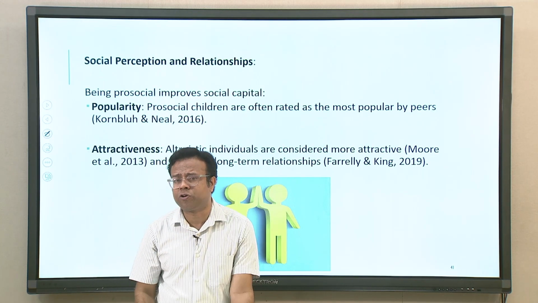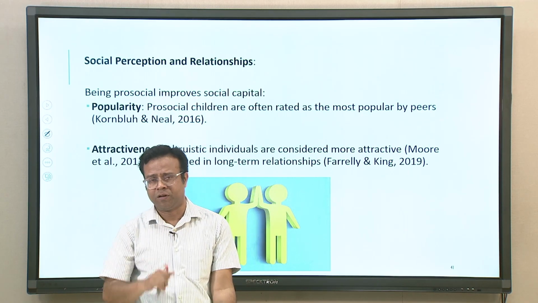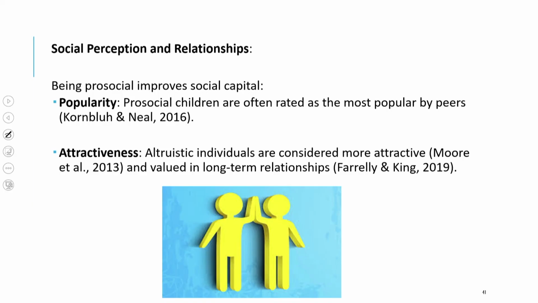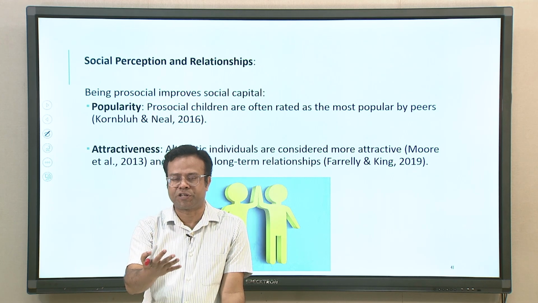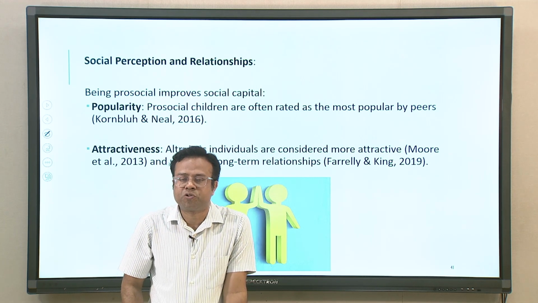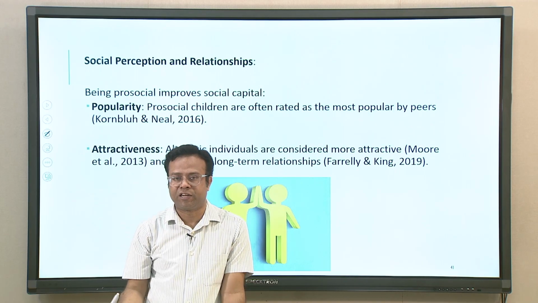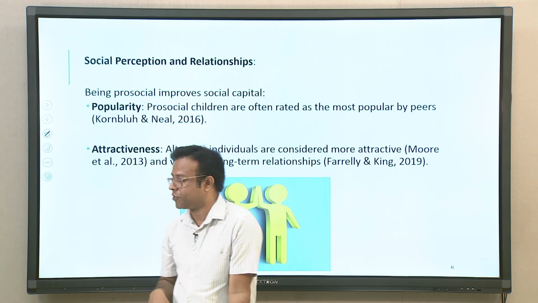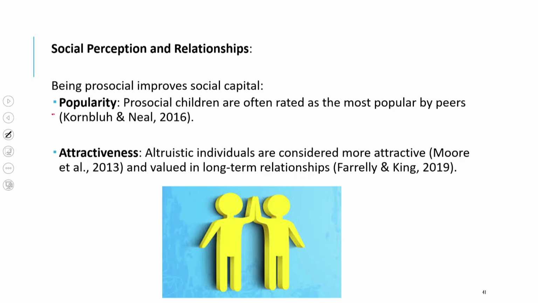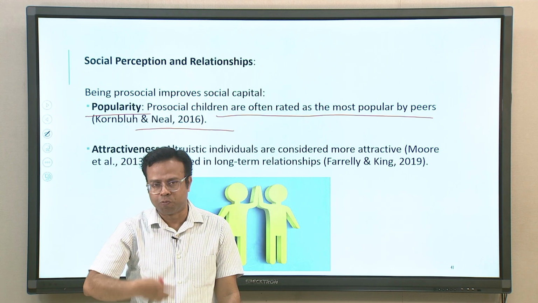The third reason is about social perception and relationships. Prosocial behavior is an integral aspect of social relationships. It facilitates relationships. It is a foundation for social connections and perceptions. So, being prosocial improves the so-called social capital that we have in terms of relationships and other things. For example, prosocial behavior may increase the popularity of the person. Prosocial children are often rated as more popular by their peers. If people engage in prosocial behavior, people judge them more positively, so in that sense we are saying they are more popular.